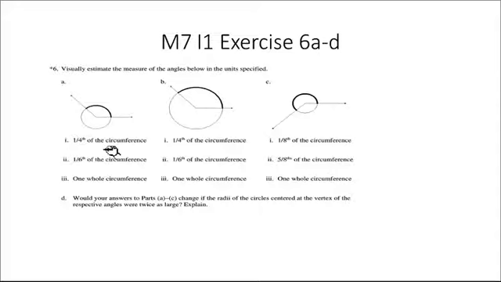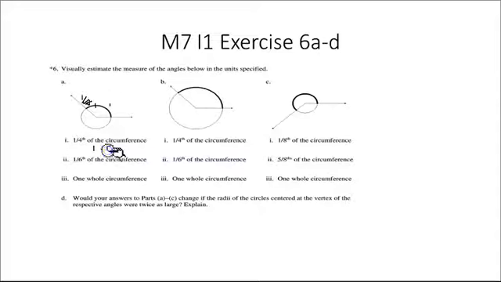So if we were to use 1/4 of the circumference, well, that would be 25% of the total circle. So that would be 1, and then it looks like we have about another half here. Okay, so we would say 1.5 here.